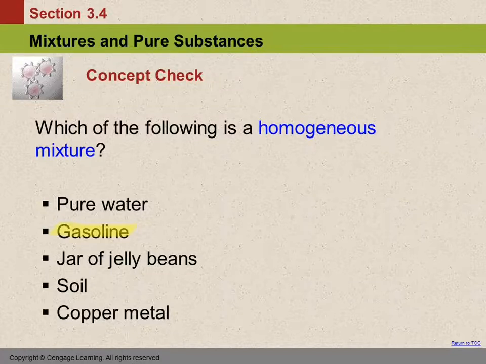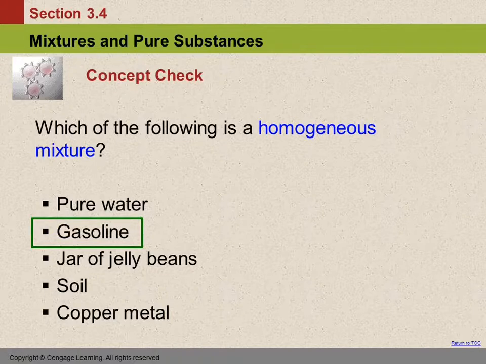How about copper metal? It's homogeneous. Is it a mixture? No, it's an element. Okay? So that question was a little trickier than it appeared at first, huh? So gasoline is the only one of those that's a homogeneous mixture.